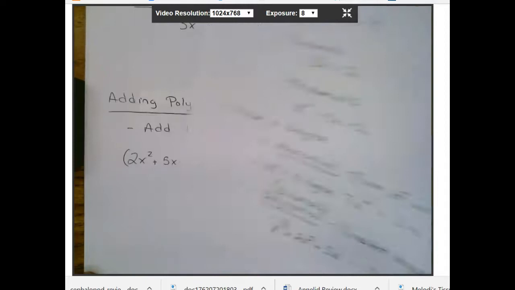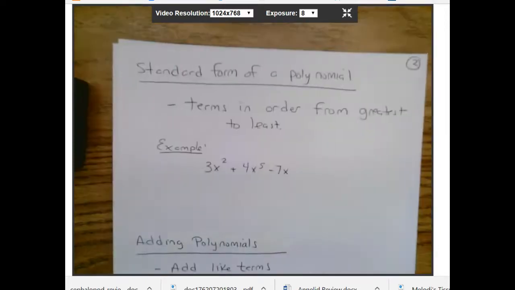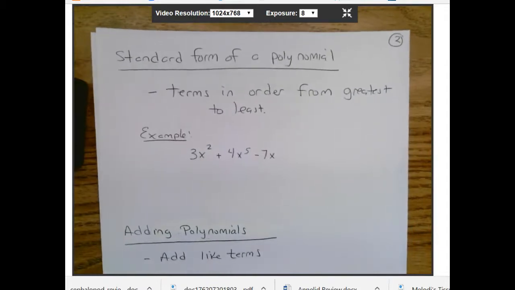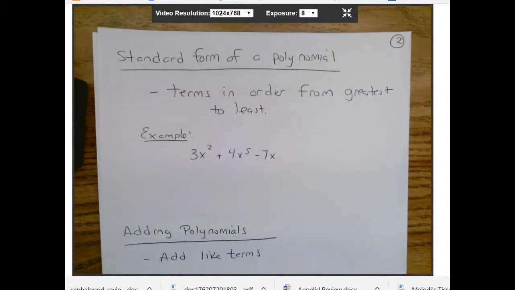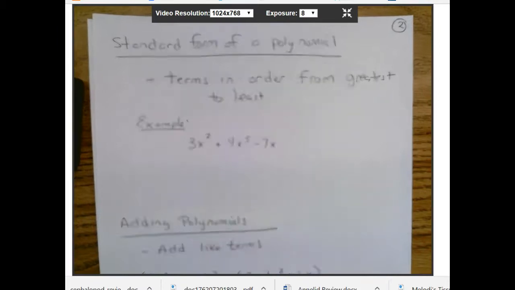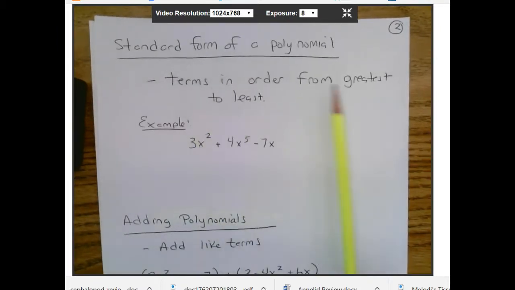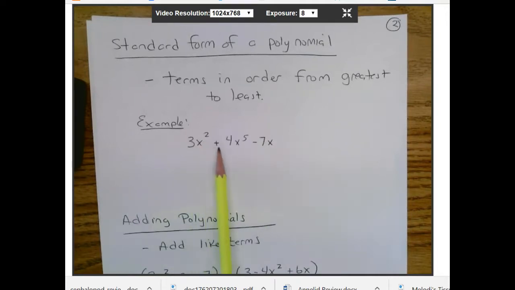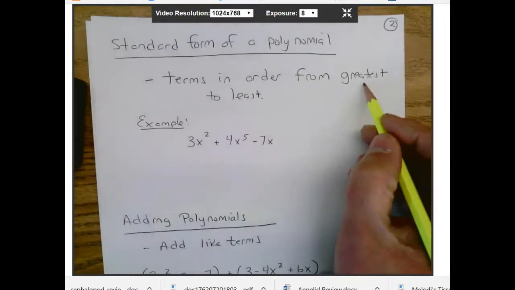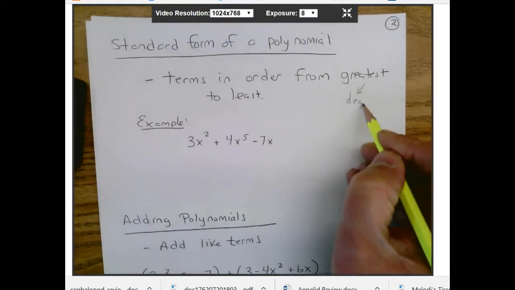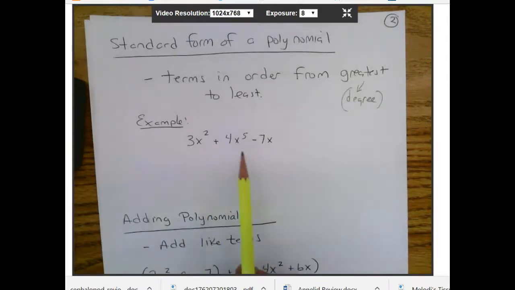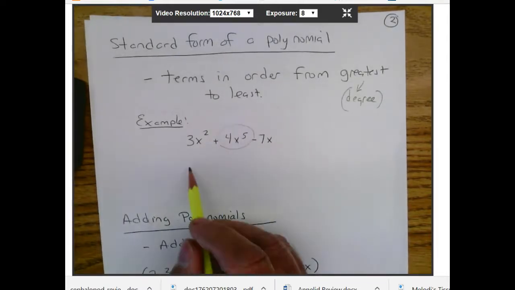Okay. And then also, what we want to remember, there's also something called a standard form for a polynomial, and it's kind of like, what's the standard way to write it correctly? Okay, and really the rule is for terms in order from greatest to least. So here's an example. So we have 3x squared plus 4x to the fifth minus 7x. Okay, and the greatest we're talking about here is degree. So we look for the greatest degree, it'd be 4x to the fifth.